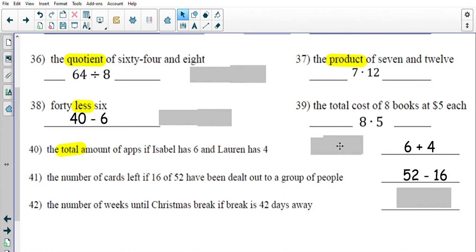Finally, number 42, the number of weeks until Christmas break, if break is 42 days away. So you have to know how many days are in a week here. So that's not given, it's not quite as obvious. But if you take 42 divided by 7, that would get you an answer of 6, which makes sense. It would be 6 weeks left. So 42 divided by 7.